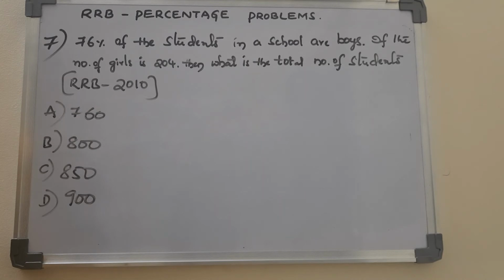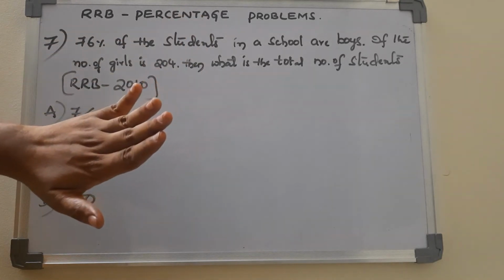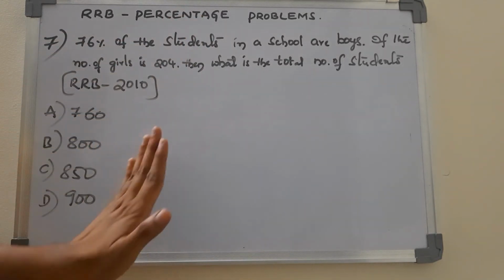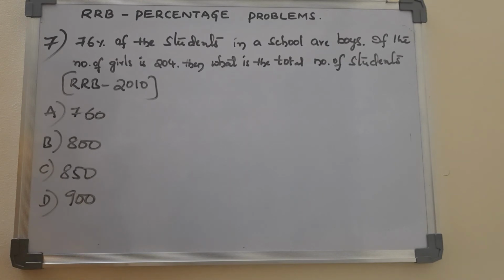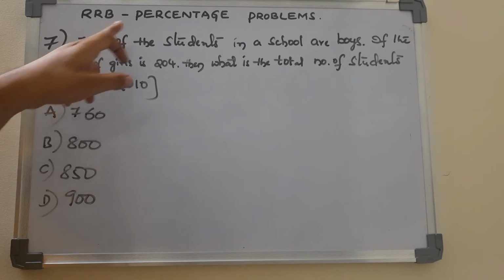This is the next question, the 7th one. This problem appeared in RRB 2010 examination. The question is, 76% of the students in a school are boys. If the number of girls is 204, then what is the total number of students? Four options are given. Okay, in a school 76% of the students are boys only. That means in a school 100% students are there. In that 100%, 76% are boys.